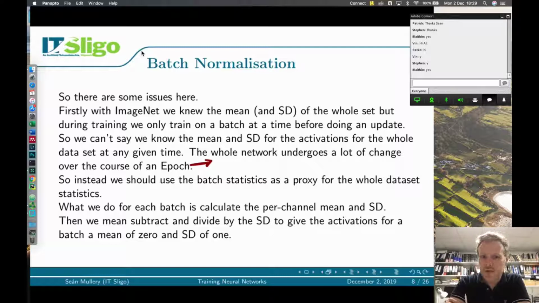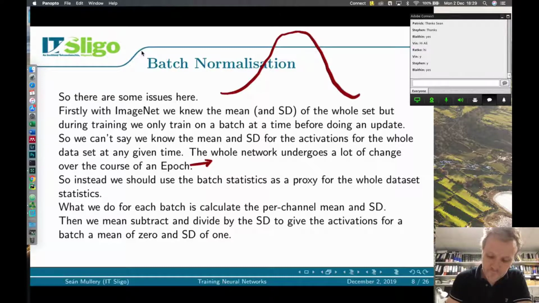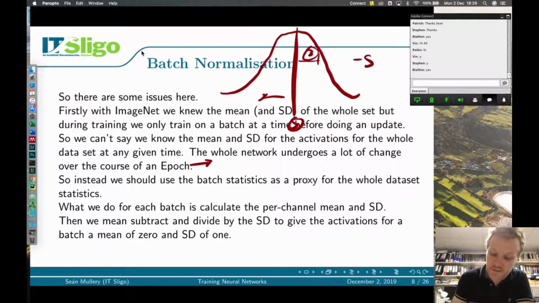Then we subtract the mean, and we divide by the standard deviation to give the activations for a batch a mean of 0 and a standard deviation of 1. So you're familiar with that idea: if you have some data here, and let's say it's at a mean of 5 and a standard deviation of 3. To get this to be a mean of 0, we would first subtract 5 from every value in it, and that would move it down in this direction so that it's now centered on 0. And what we would then do is divide every value by the standard deviation, and that would give me a standard deviation of 1.